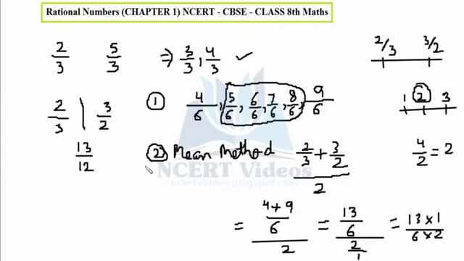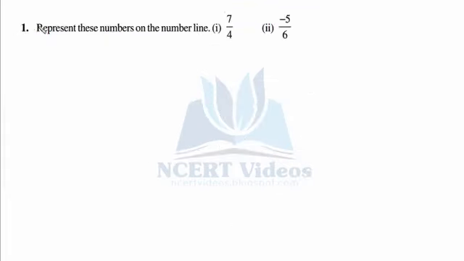So with this concept, let's try to solve our exercise. Question 1. Represent these numbers on the number line. The first number is 7 by 4 and the second is minus 5 over 6.